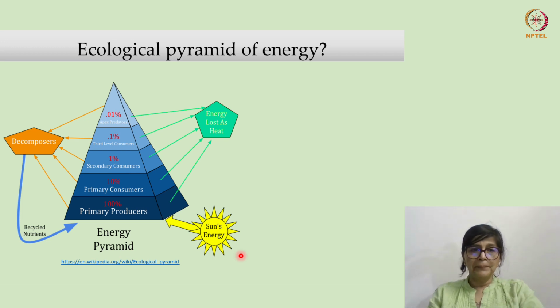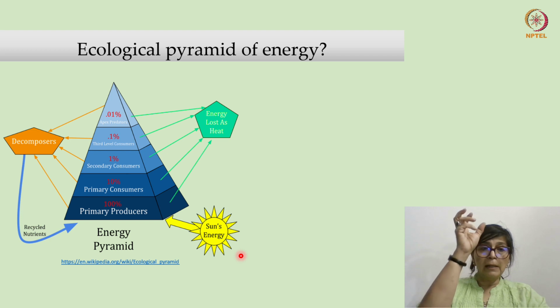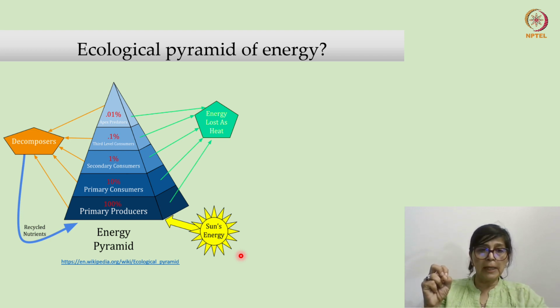As you can see, if you consider the energy contained in the primary producers as 100%, only 10% of that is transferred to the next level of primary consumers. They are taking solar energy, they are doing productivity, everything is happening, but only 10% is transferred to the next level.